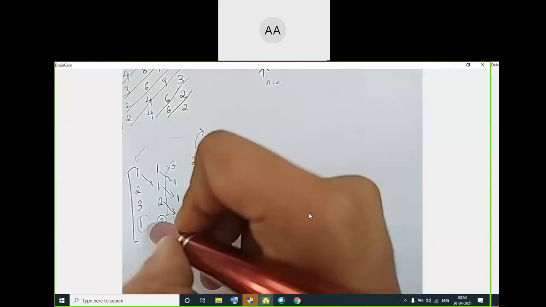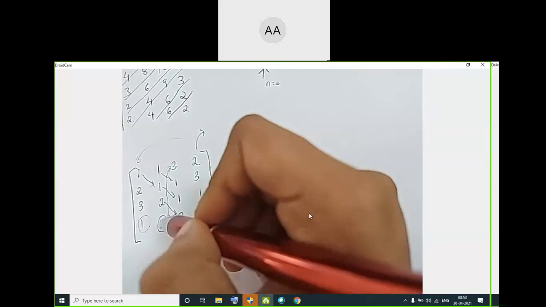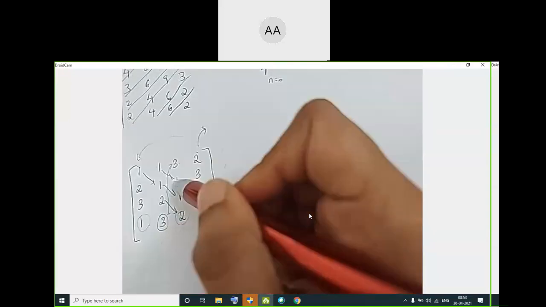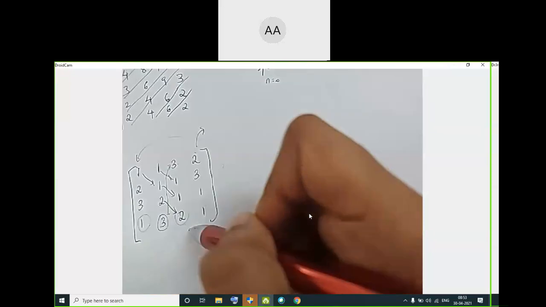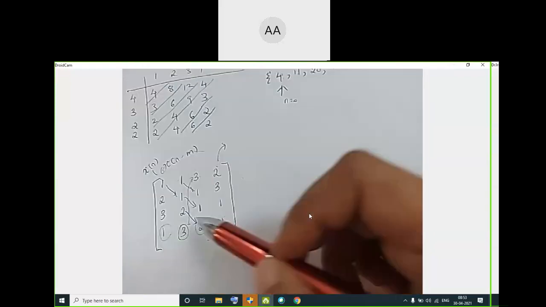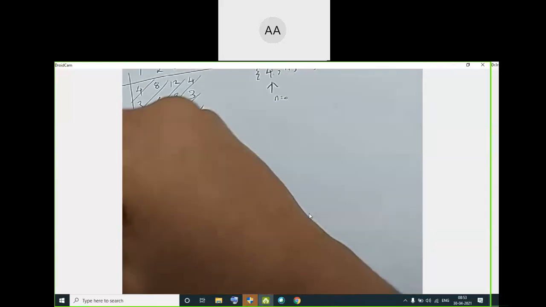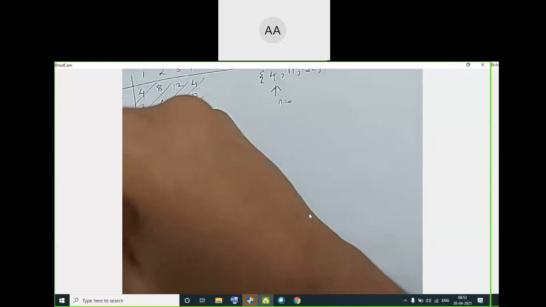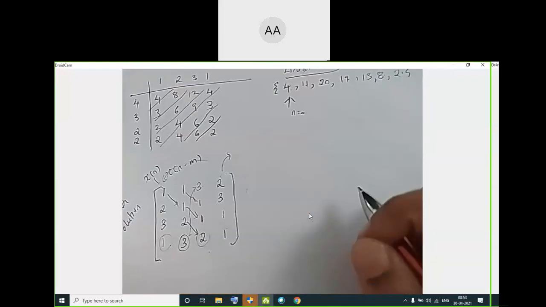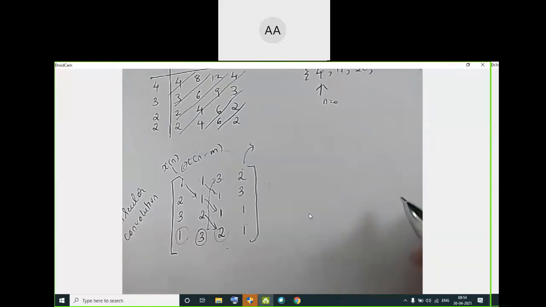Take the last number, put it here. Then keep shifting these numbers and write them. The last number goes to the top, you keep shifting and write like this. Got it? This is your x of n shifted matrix. This is actually x of n minus m, shifted continuously, or circularly shifted. So this is your circular convolution. All of you please do along with me. Got this? How have I written this?